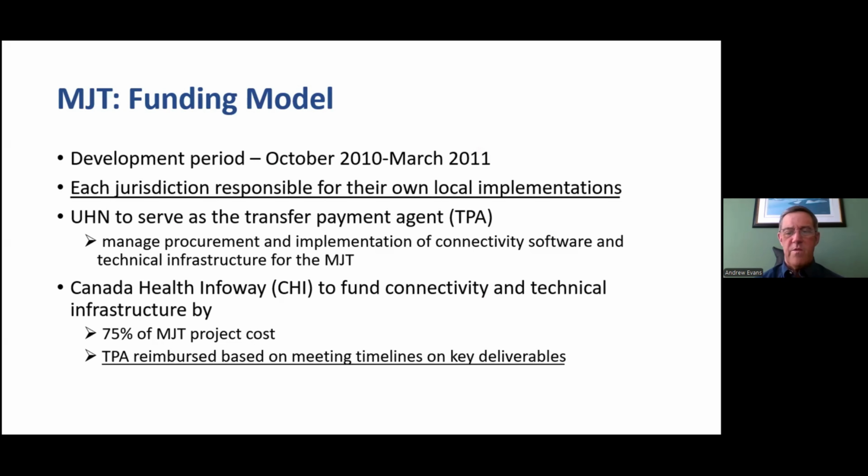UHN served as the transfer payment agent, which was essentially managing procurement and implementation of connectivity software and technical infrastructure for the project. Canada Health Infoway funded the connectivity and technical infrastructure, again, not providing checks to hospitals to buy scanners. This was to the tune of 75% of the MJT project cost, and then the transfer payment agent, i.e. UHN, was reimbursed based on meeting timelines and key deliverables.